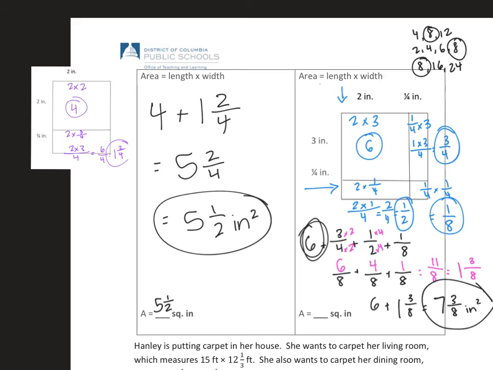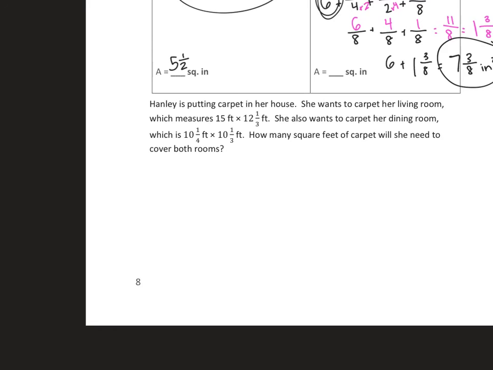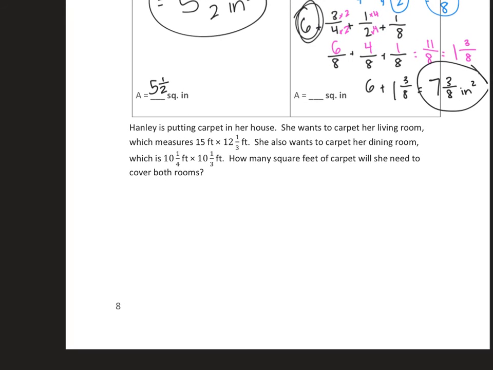All right, moving down to our last problem. It says Hanley is putting carpet in her house. She wants to carpet her living room, which measures 15 feet by 12 1/3 feet. She also wants to carpet her dining room, which is 10 1/4 feet by 10 1/3 feet. How many square feet of carpet will she need to cover both rooms?